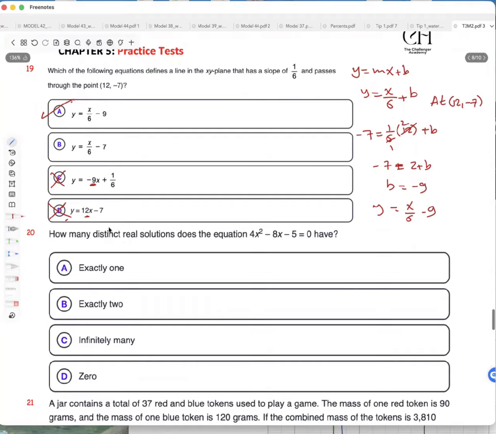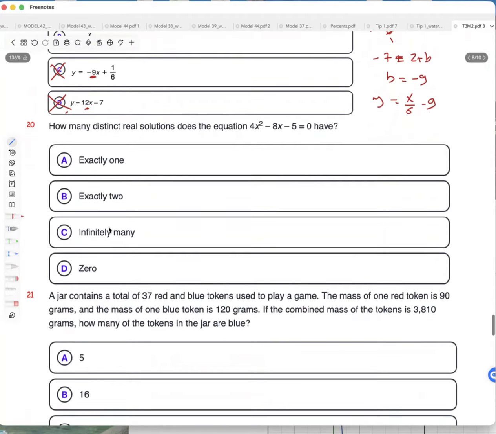Let's move to question 20. How many distinct real solutions does the equation 4x² minus 8x minus 5 equals 0 have? In this question, you can use the discriminant, which is b² minus 4ac, and check. If this value is greater than 0, it means it has two solutions. If it equals 0, it means it has only one solution. If it's less than 0, it has no real solutions, or imaginary solutions.